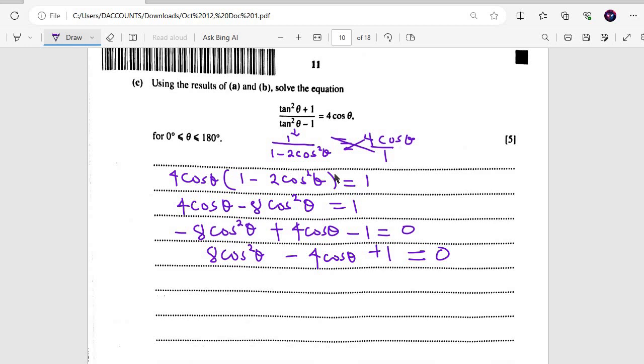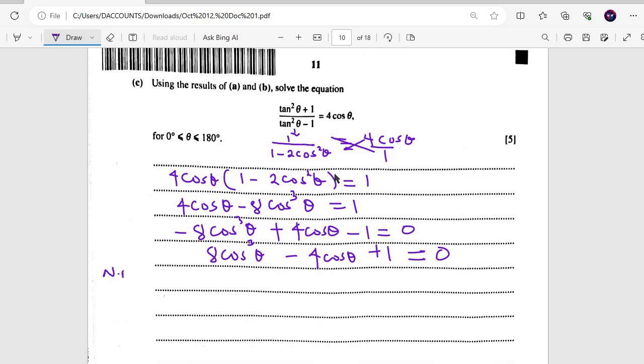Oh, this is cubed. 4 cos theta times this to give us cubed. Yeah, so this is cubed. This is cubed. Oh, 8 cos cubed theta minus 4 cos theta plus 1.